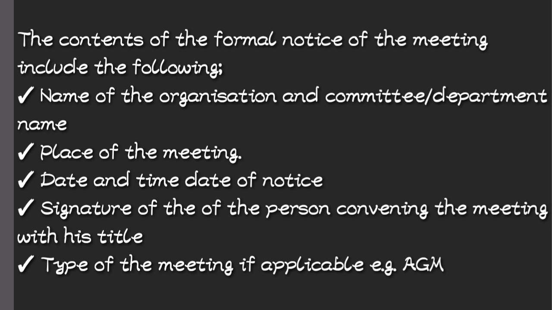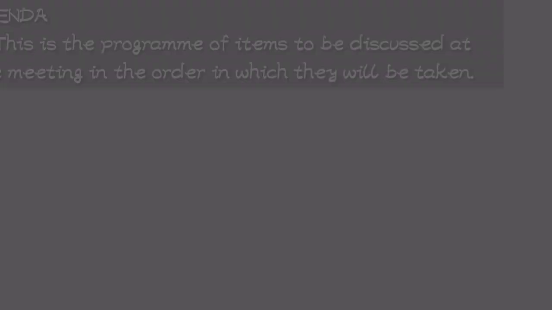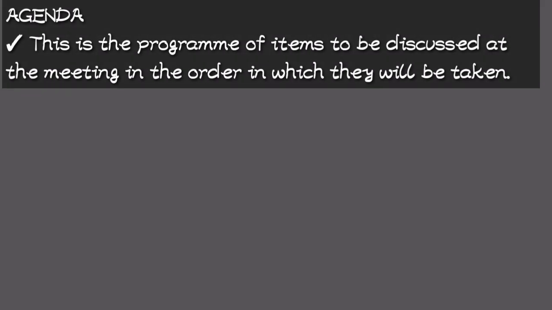For example, it can be an annual general meeting. So that is the content or the formatting of a formal notice of meeting. So the first document that we use in meetings is the notice of meetings. Then the second document used in meetings is the agenda.